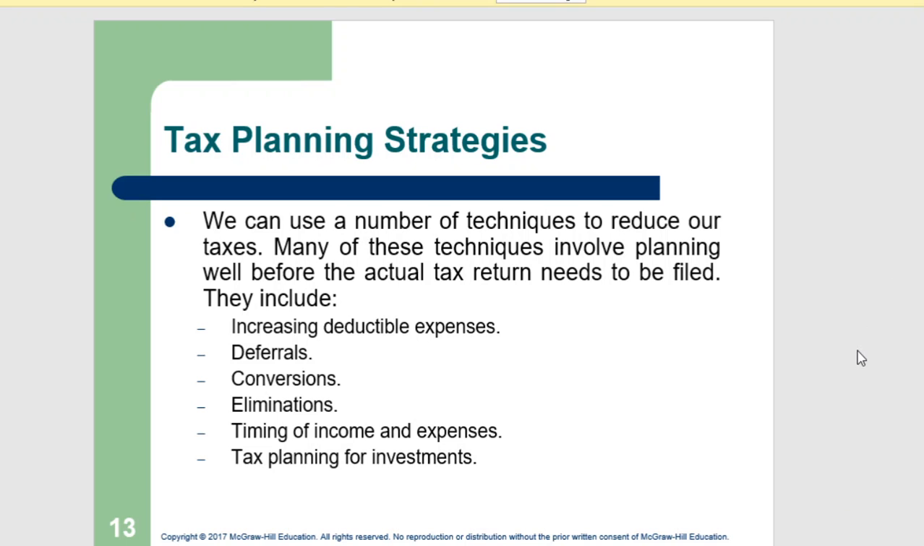Okay, we're back, and now we're going to look at some tax planning strategies, things we can do to shift or minimize our tax burdens over time. There are a couple major ones: increasing deductible expenses, deferrals, conversions, which means converting income to more favorable types of income, eliminations, timing of income and expenses, and tax planning for investments. So we'll go through these one by one and give some examples.